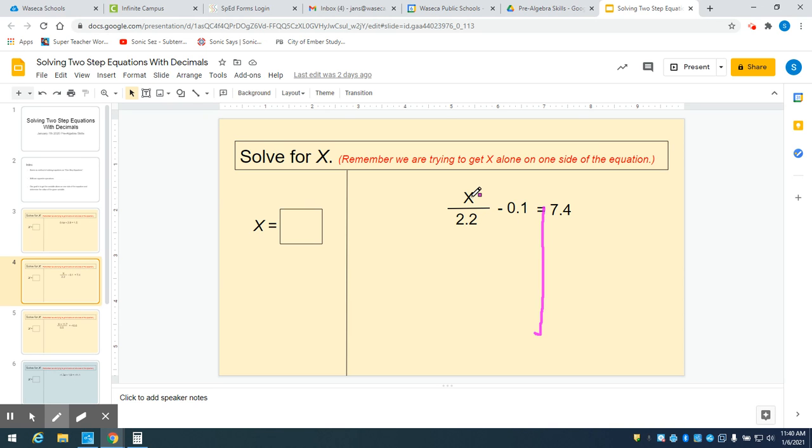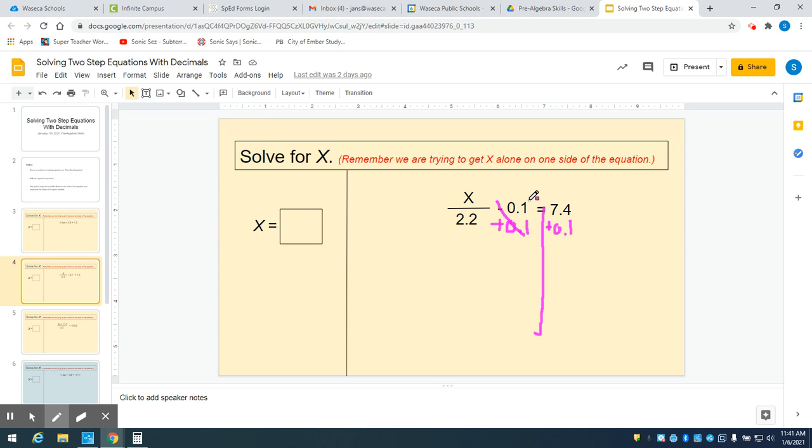And now our equation says x divided by 2.2 minus 0.1 equals 7.4. That's a whole lot of stuff. But we want to try and get x alone. So we're going to take a look at this left-hand side of the equation first. I see here that this is grouped together. This is x divided by 2.2. So the first thing I want to do is try and get this alone. So the opposite of minus 0.1 would be to add 0.1. So we'll add 0.1 to both sides.